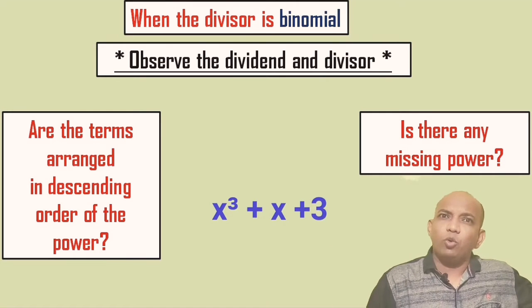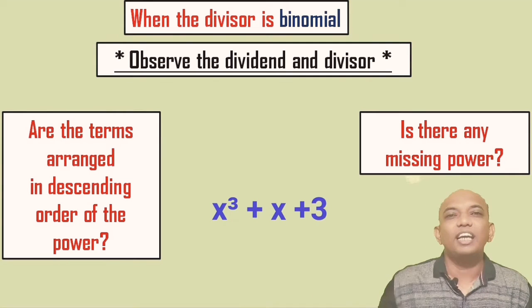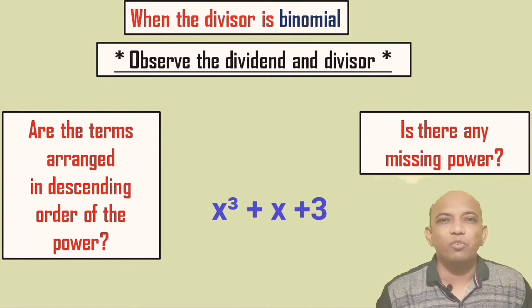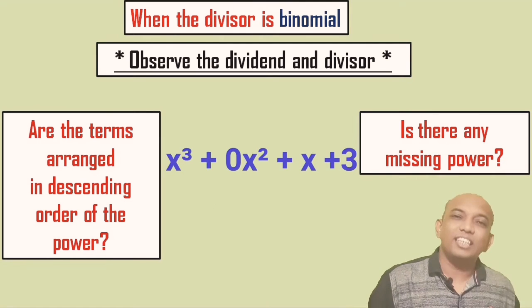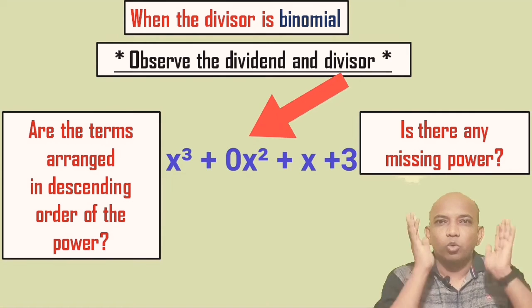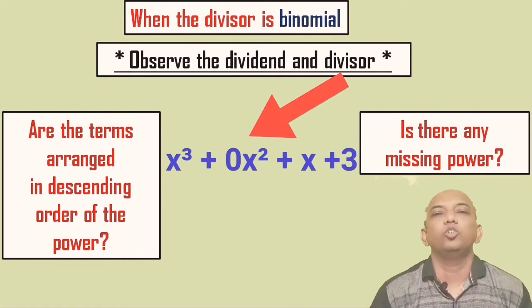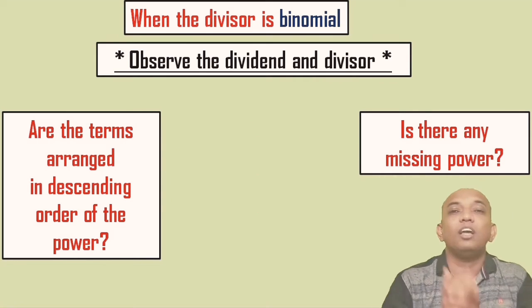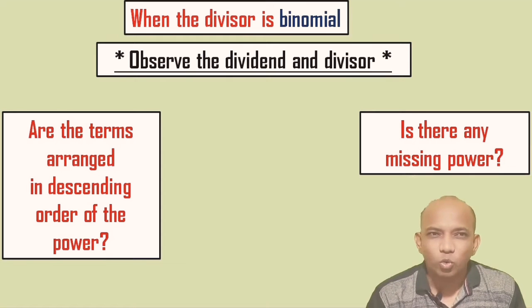Second step, we have to observe: is there any missing power? Yes, if you see, we are not given the power x square, right? So what we are going to do is insert 0 along with that x square, the way you are looking on the screen. So once these conditions are satisfied, only then can you proceed further for the division whenever there is a binomial in the question. So let's move on with the first question on the board.